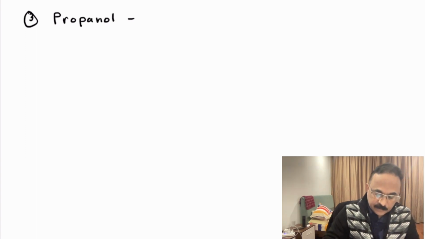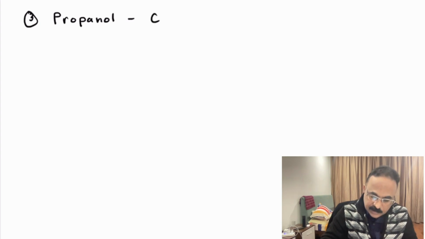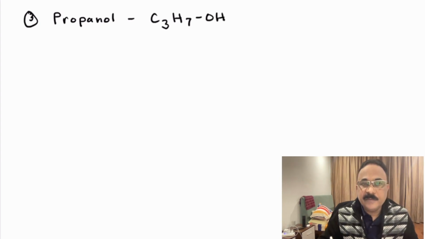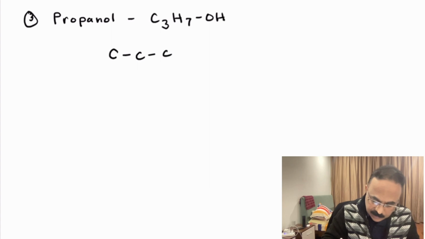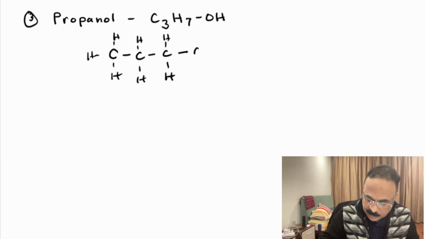P-R-O-P-A-N-O-L, and it will have a formula of C3H7 single bond OH. So if we draw the structure of propanol, how many carbons are there? 3 carbons. And then let's add the hydrogens: 1, 2, 3, 4, 5, 6 and 7 hydrogens. Then single bond O and H.